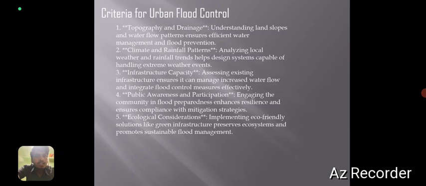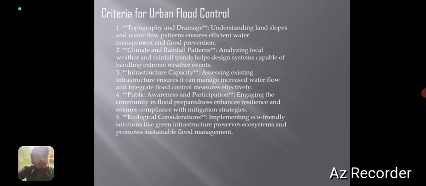Criteria for urban flood control. Topography and drainage: understanding land slopes and water flow patterns ensures efficient water management and flood prevention. Climate and rainfall patterns: analyzing local weather and rainfall trends helps design systems capable of handling extreme weather events. Infrastructure capacity: assessing existing infrastructure ensures it can manage increased water flow and integrate flood control measures effectively.